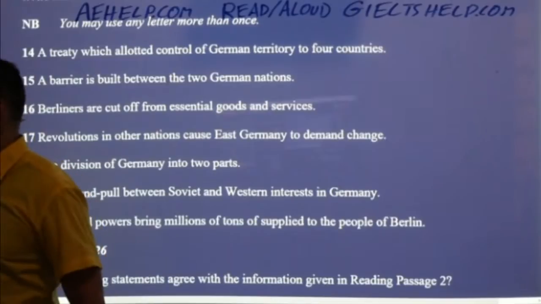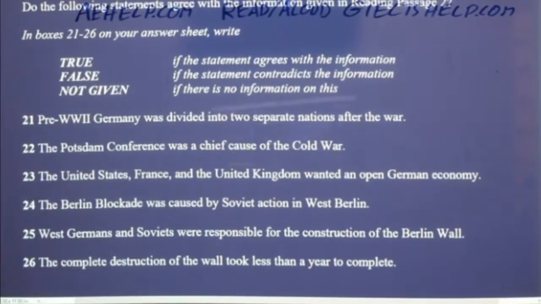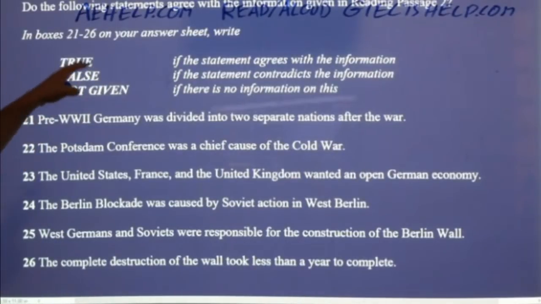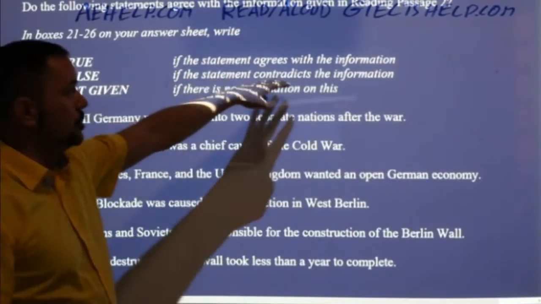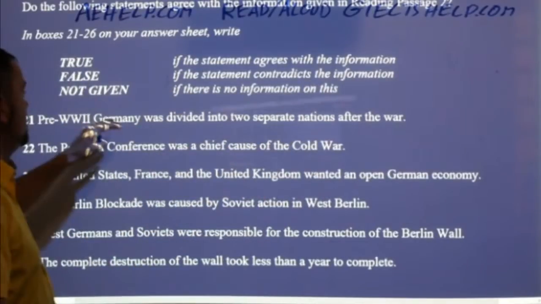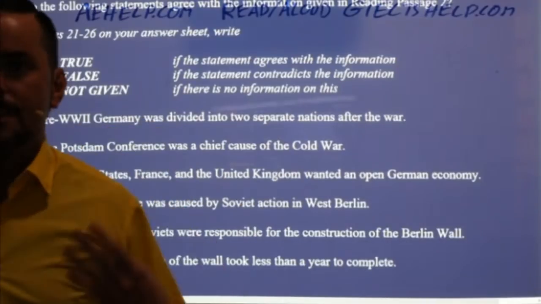All right. Let's go on to these true, false, not given questions. So again, true, false, not given. The right strategy is the key to speed and correct answers. True, if the statement agrees with the information. False, if it contradicts the information. And not given, if there's no information on this.